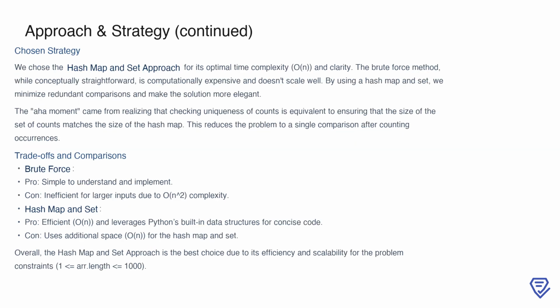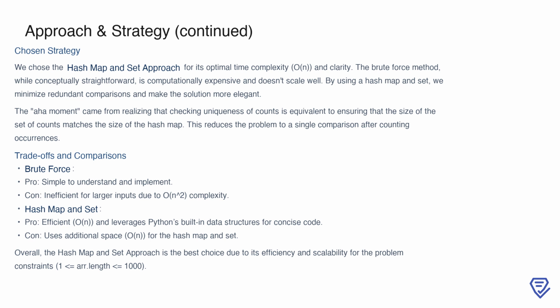Given these options, the hash map and set approach stands out as the superior strategy due to its optimal time complexity of O(n). While the brute force method is easy to understand, it is computationally expensive and unsuitable for larger arrays. By leveraging a hash map and a set, we eliminate redundant comparisons and streamline the process.